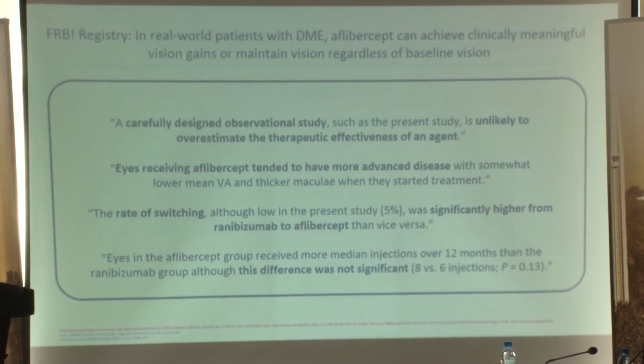So it was a carefully designed observational study, and it showed that it is unlikely to overestimate the therapeutic effectiveness of this agent. Eyes receiving Aflibercept had less visual acuity in comparison to the ranibizumab group, and they had a thicker macula, but still they showed a better outcome. And as I already mentioned, the rate of switching.